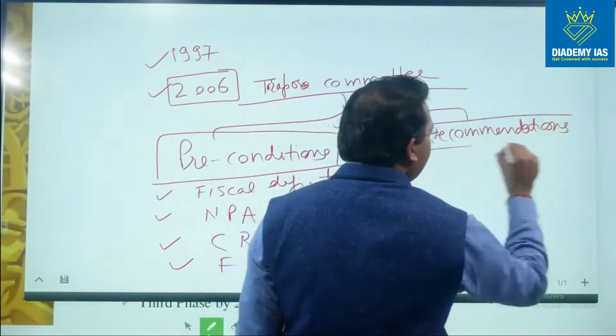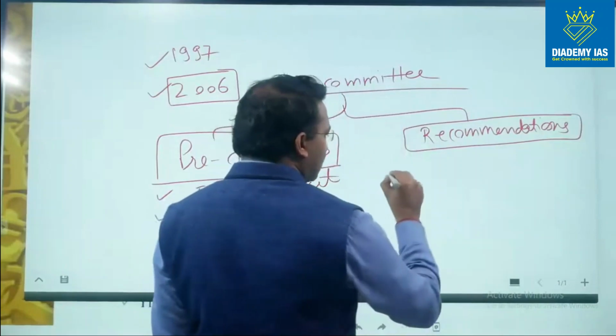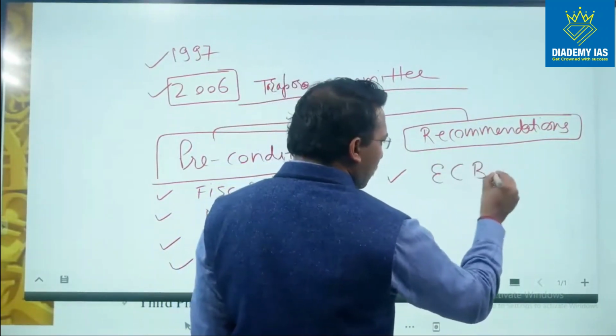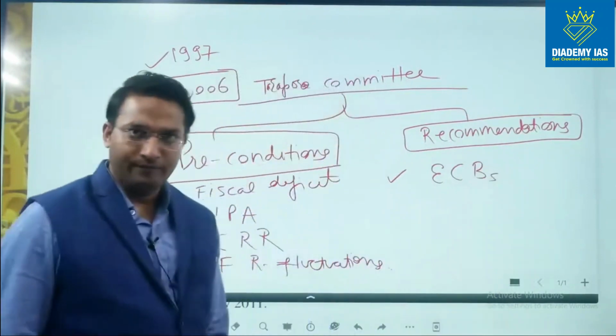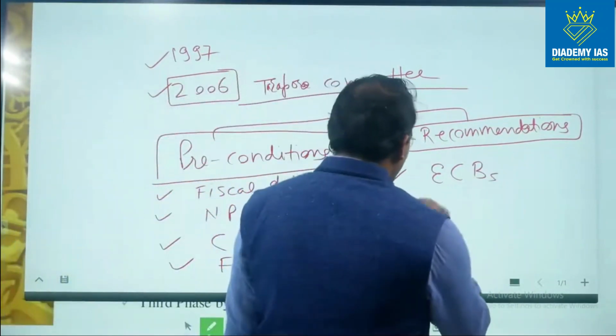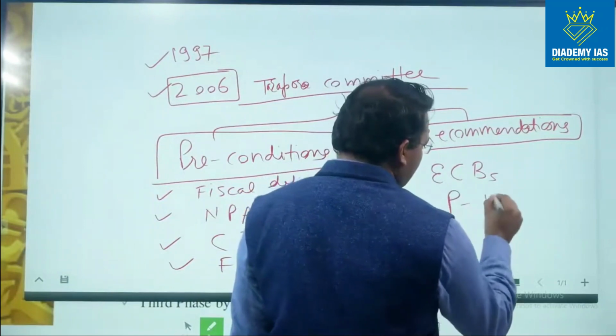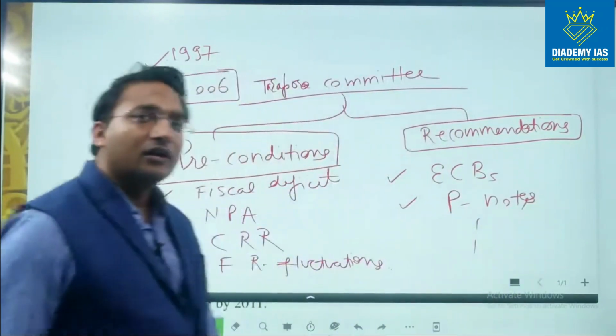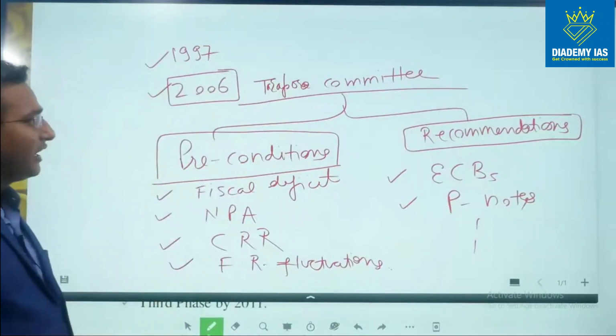The committee said that there should be improvement in the limit regarding external commercial borrowings under the automatic route. It also put restrictions on participatory notes and so on. Now we will discuss each one of these in detail.